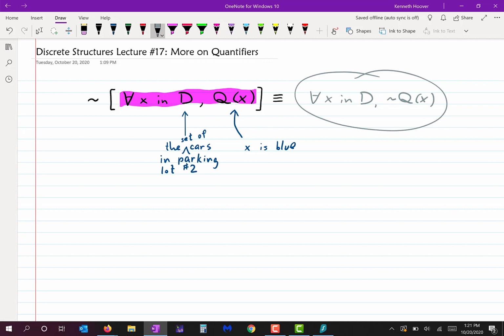So think about this for a minute. We go out to lot 2 and I say to you this original sentence there. Let me erase the negation symbol. We go out to lot 2 and I say to you, oh look, every car here is blue. And you look at me like I'm crazy, and you want to explain to me that I'm wrong. Would you explain to me that I'm wrong by saying, no, there's no blue cars in this parking lot? I mean, that might be true, but is that what has to happen in order to show me that I'm wrong?